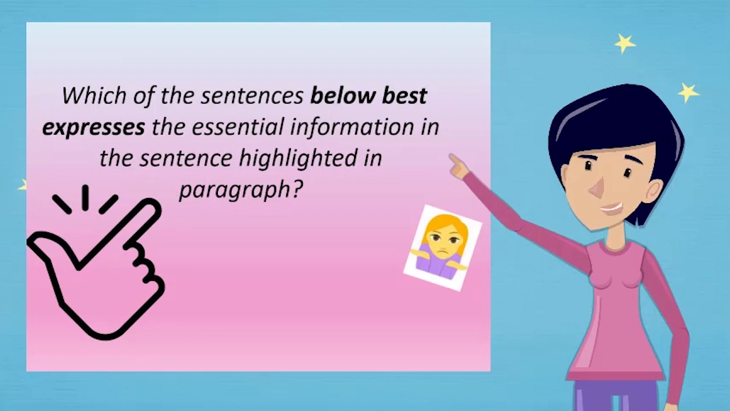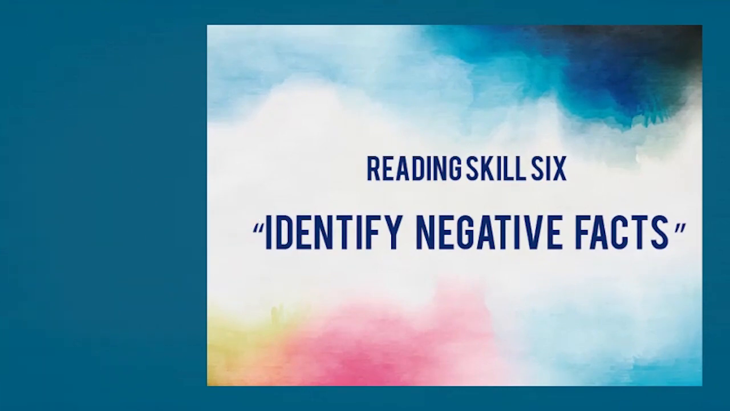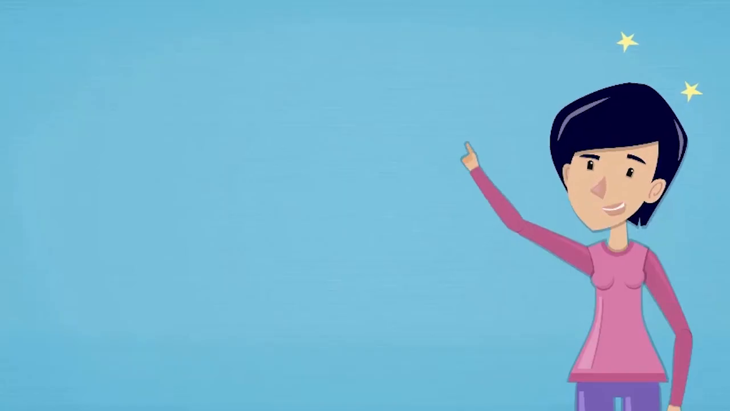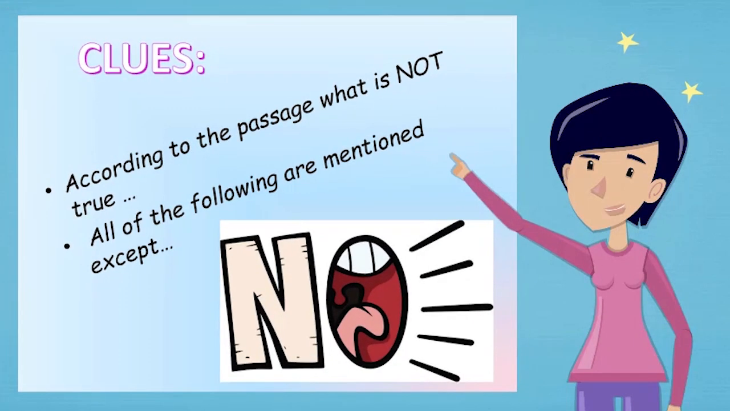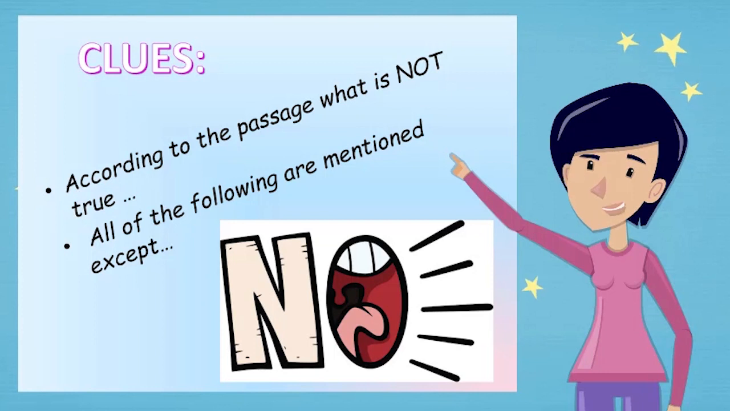The answer is always in the text, so you just need to read carefully main ideas or details according to the instruction. Reading skill 6. Identify negative facts. In here, you must be able to distinguish between two different types of information, true and false. To recognize the question, you will find the phrase: According to the passage, what is not true? All of the following are mentioned except.